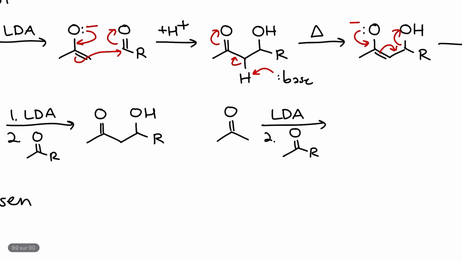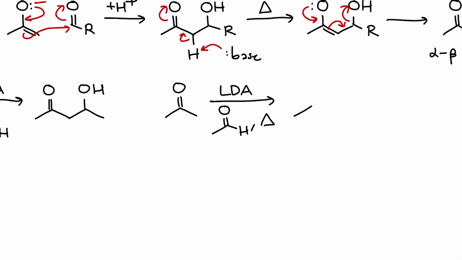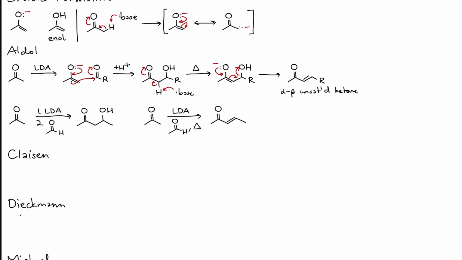This one's going to have another methyl group. So I'm just going to change it into a hydrogen then, so that there won't be any confusion. Hydrogen. Okay. So let's say I have LDA and I treat it with this aldehyde, and then I also add some heat onto the system. It's going to form an alpha beta unsaturated ketone, like so.